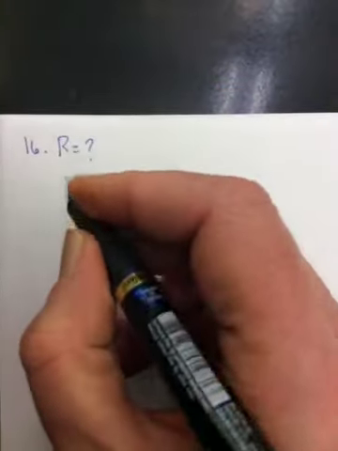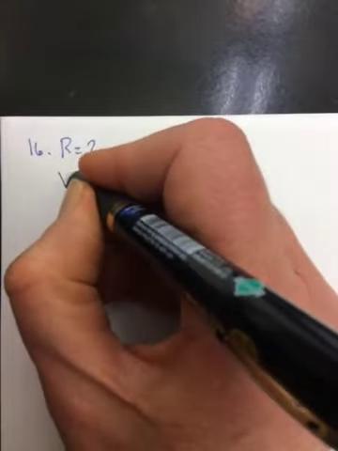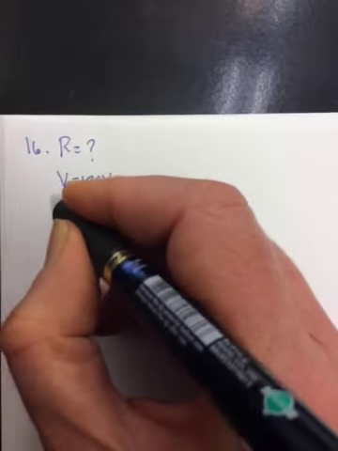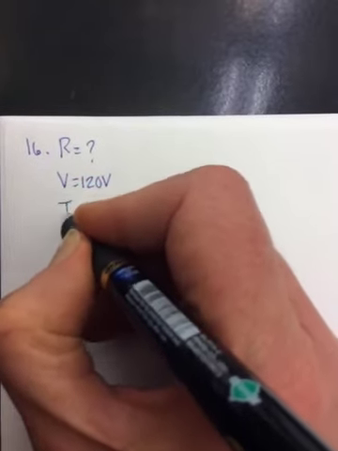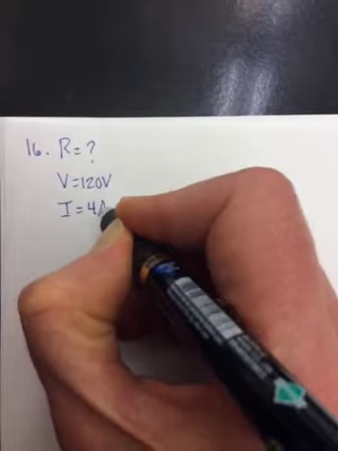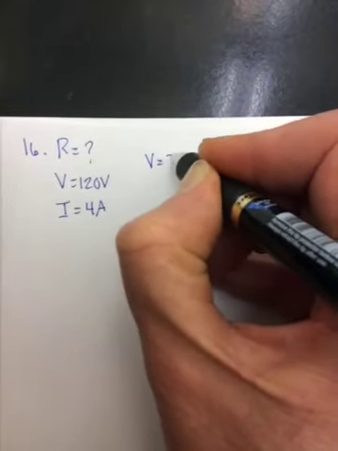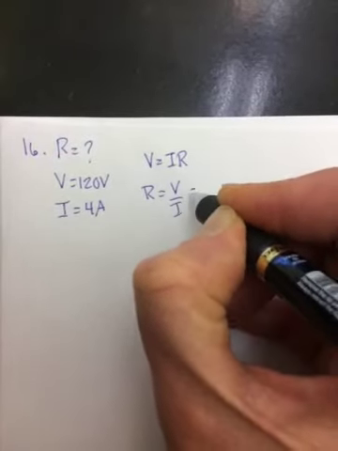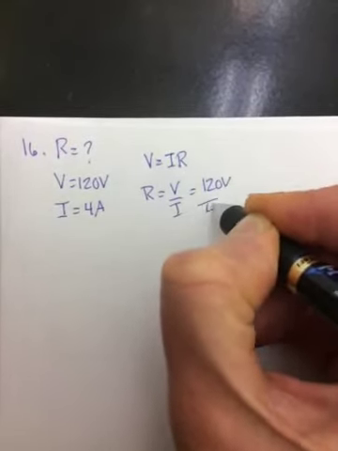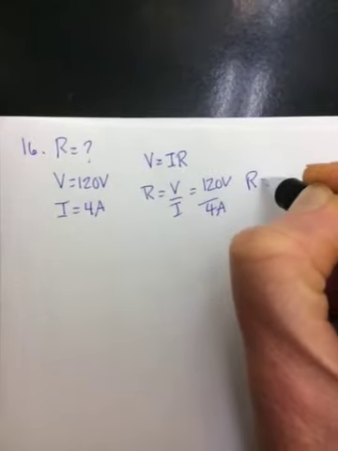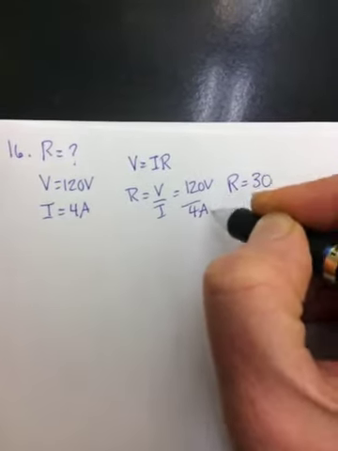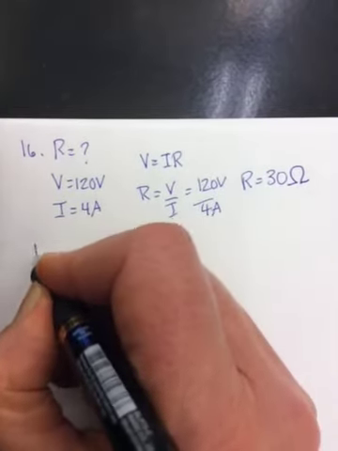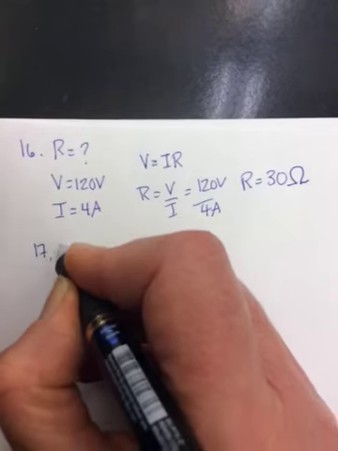What is the resistance of a circuit if there's a potential difference, that's capital V, of 120 volts supplied to a circuit and a current of 4 amps is flowing through it. So I is 4 amps. So you're going to use Ohm's law, V equals IR, so R equals V over I. So 120 volts over 4 amps, higher order math, but you might get 30. R is equal to volts over amps, which are ohms.